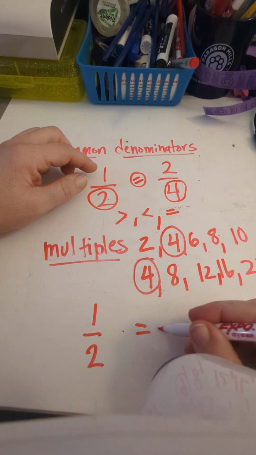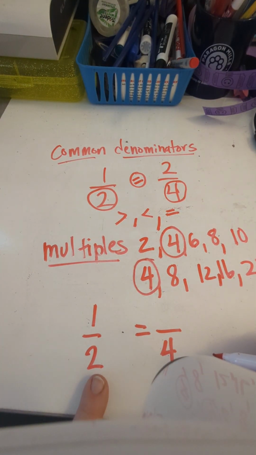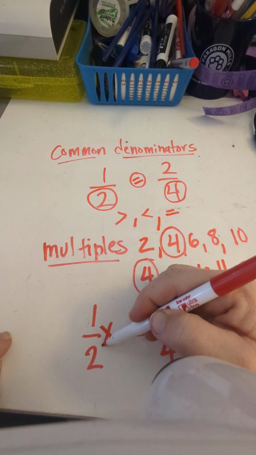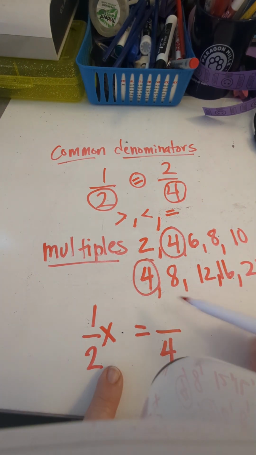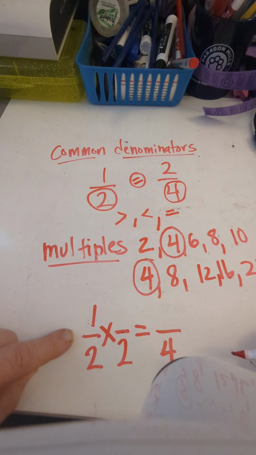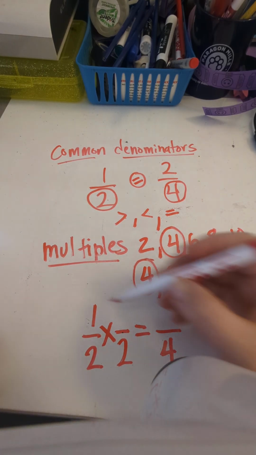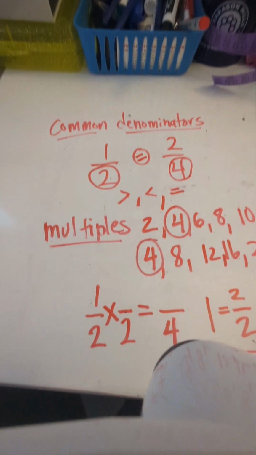But in order to find our common denominator, what do we need to do to this 2 to get to 4? It needs to get bigger. We're not going to add. We're going to multiply. All right, so 2 times what equals 4? 2 times 2. Now, in order to make this fraction the same, because we're finding an equivalent fraction, we're going to multiply by 1. And we know that 1 equals any number over itself.